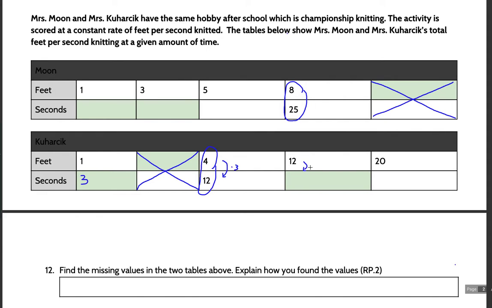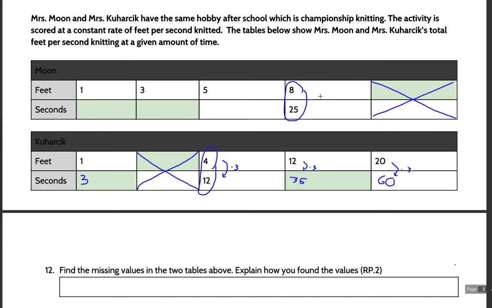You could do 12 times 3, that's 36. 20 times 3 is 60. So there's that one.